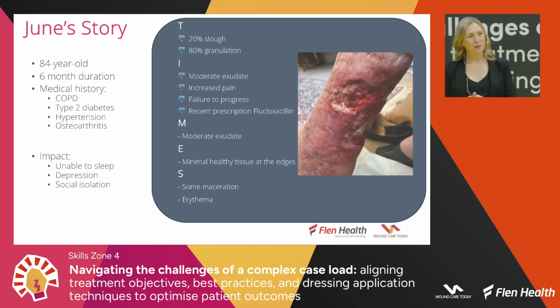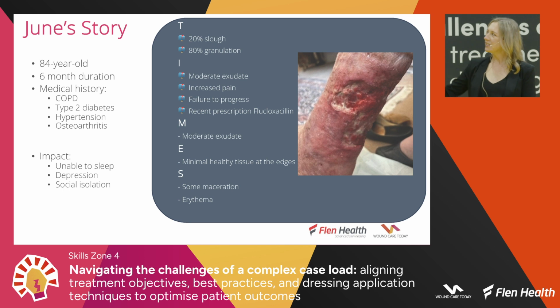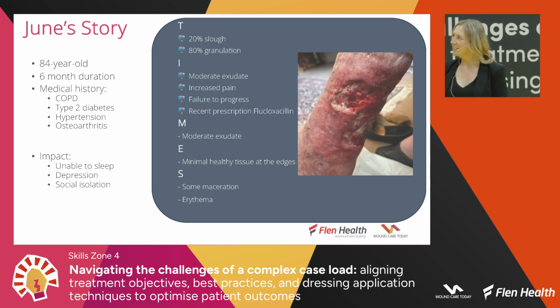So we're going to come back to the lovely June. You can see she's got a nice pair of shoes on there. She's unlikely to want compression if she's got these nice shoes that she wants to put on. But these are our conversations. So she's 84. We know she's not a spring chicken, so her risk of infection is probably higher. She's had it for 6 months. She's probably put Sudocrem, TCP, toothpaste, whatever she's found in the cupboard on this.